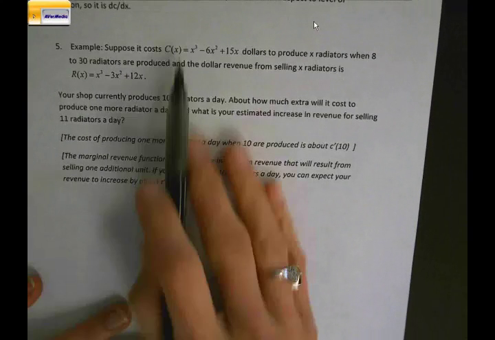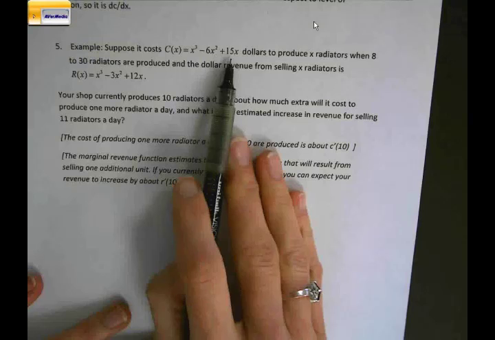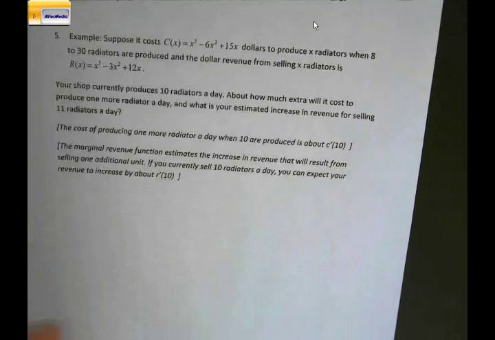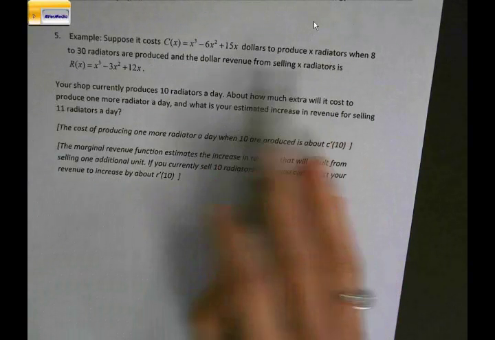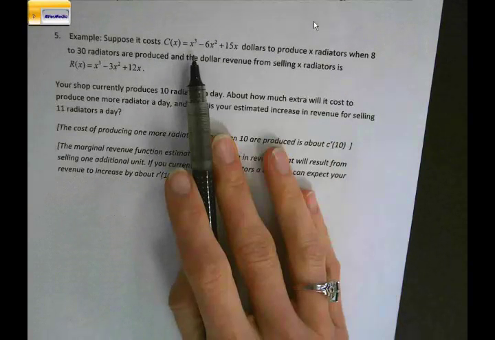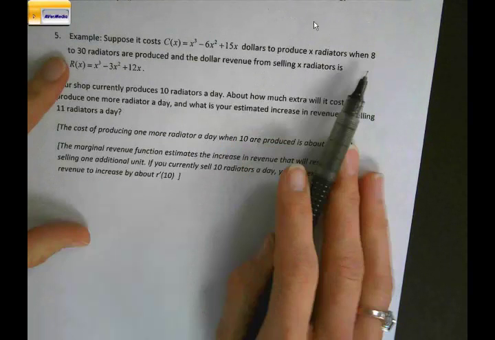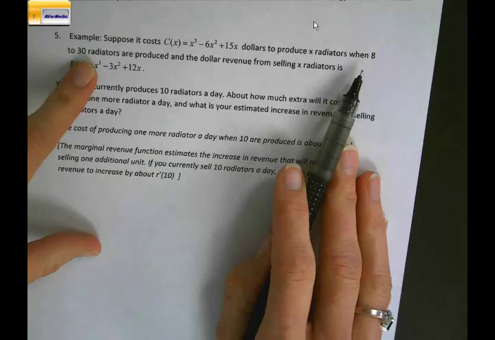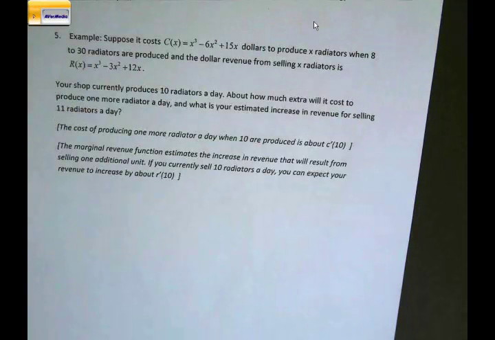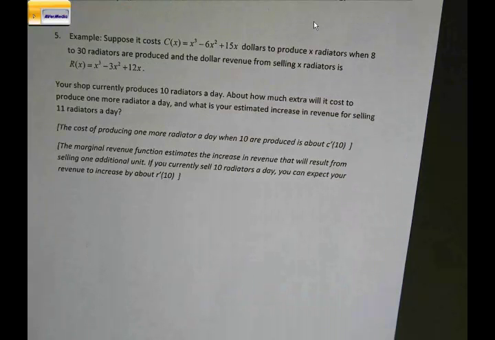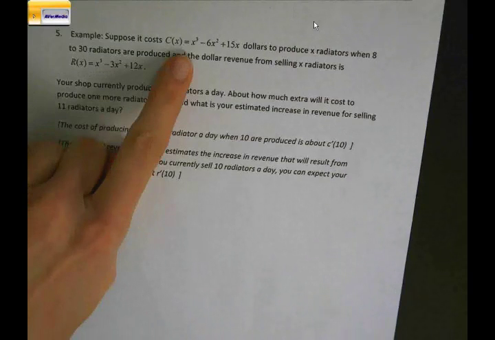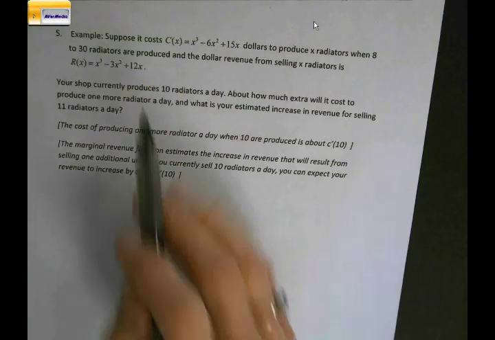Example, suppose it costs C(x) = x cubed minus 6x squared plus 15x dollars to produce x radiators. So you put the number of radiators into this and it tells you how much it's going to cost you to make that many radiators when you're making between 8 and 30 radiators. If you're making 50 radiators, it's a different equation to determine cost. But if you're in the range between 8 and 30, this equation tells you how much it's costing you to make those radiators.